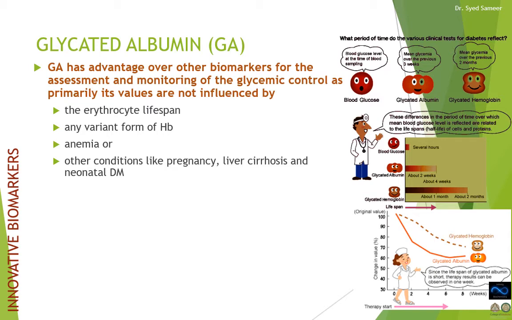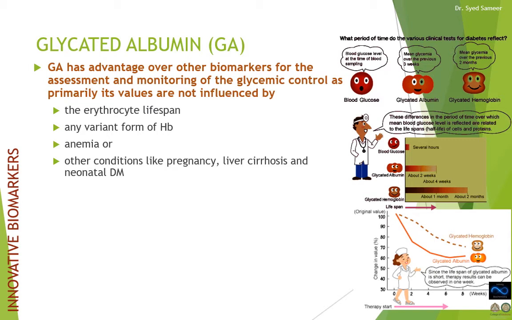It is also not influenced by anemia, as HbA1c can be affected by anemia. And there are other conditions like pregnancy, liver cirrhosis, and neonatal DM, which can affect the other biomarkers but not the glycated albumin. So now there is a choice for the endocrinologist of what to choose.